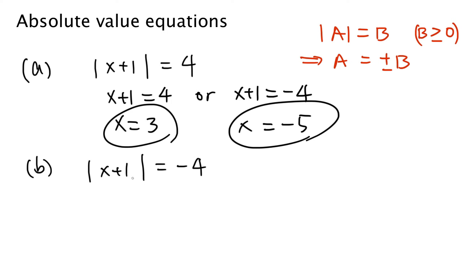In the second example, we have absolute value of something equals a negative number. You know, absolute value of anything, no matter what the value of x is, can't be a negative number. So there is no solution of this equation.